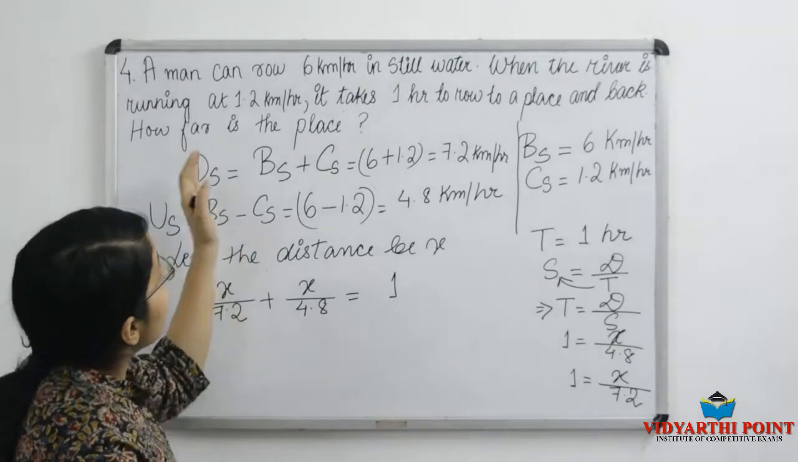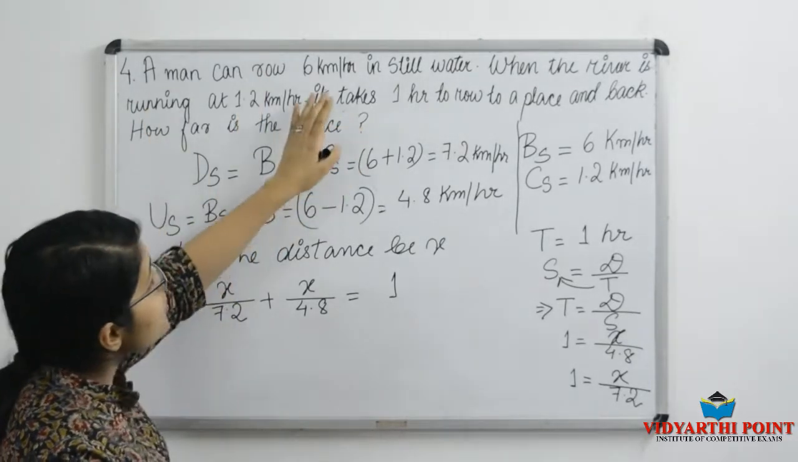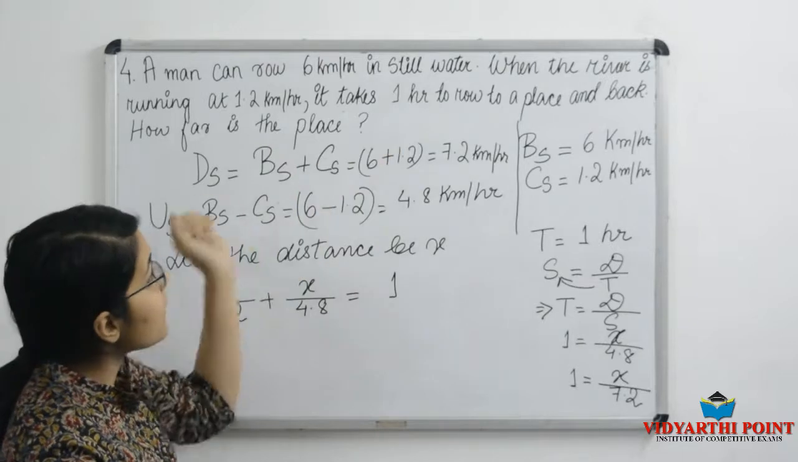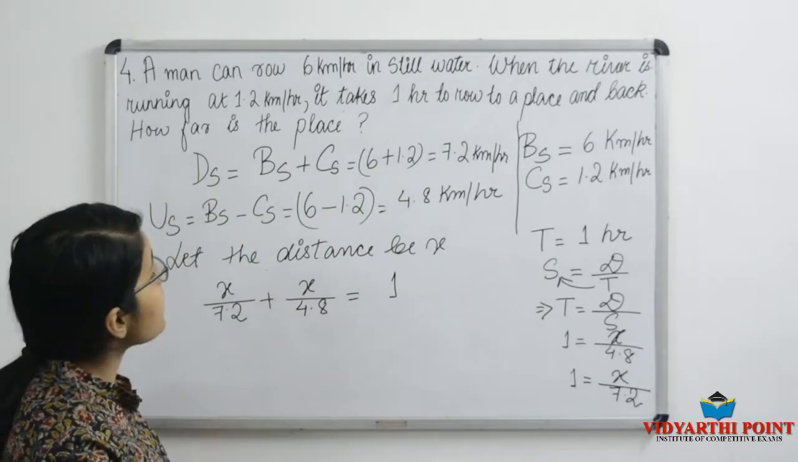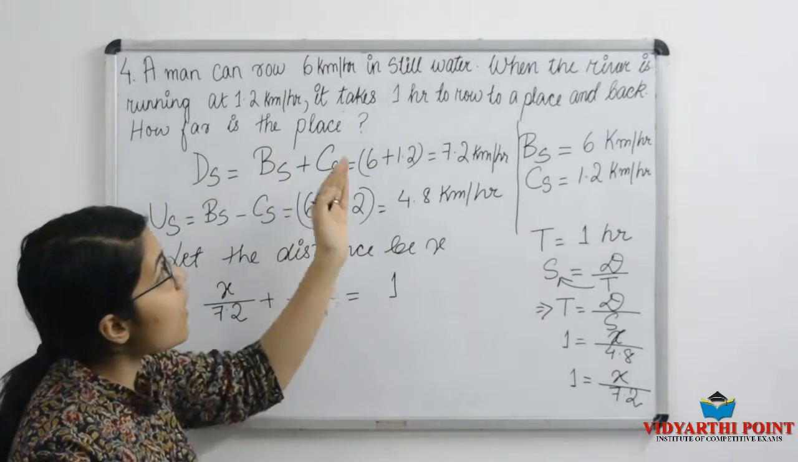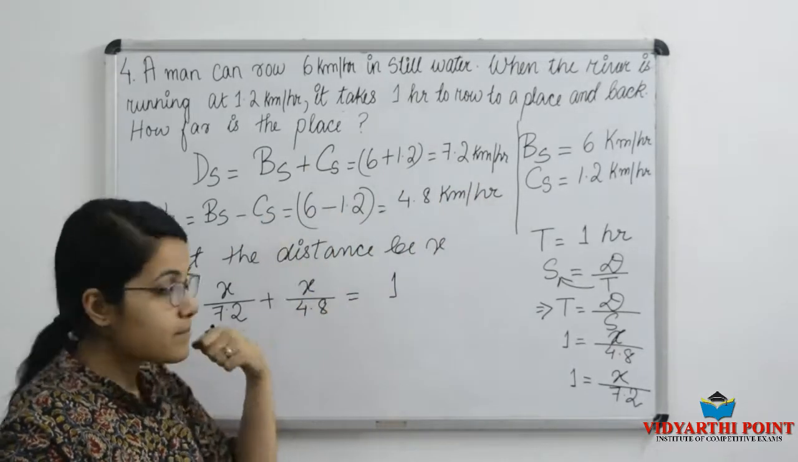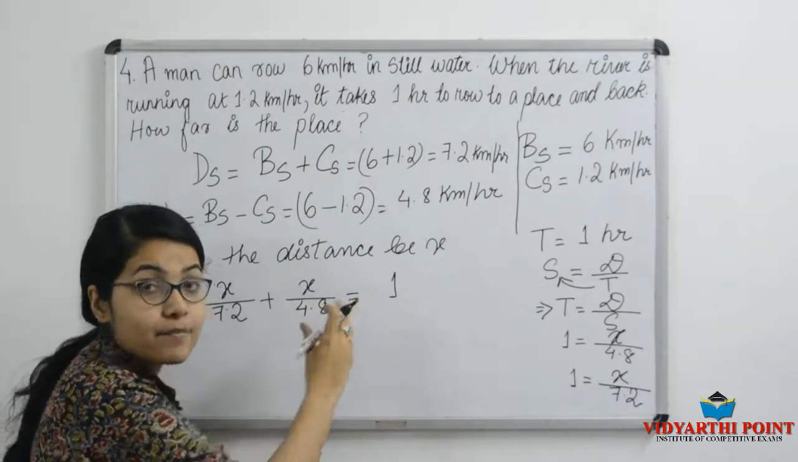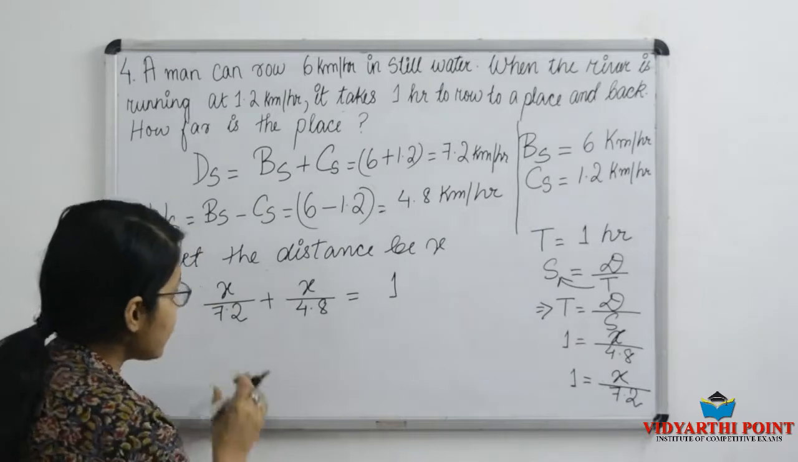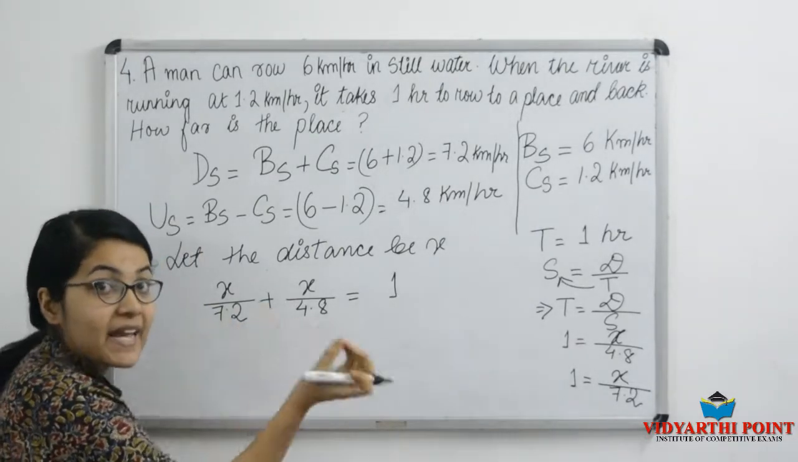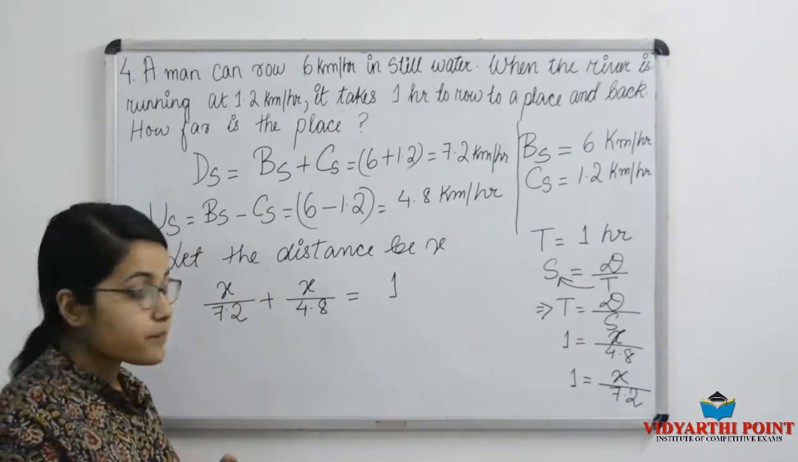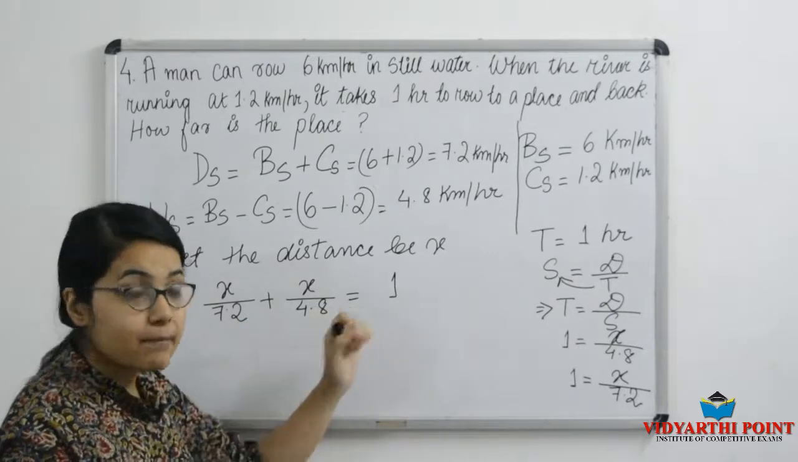I am going to repeat this again. Here, a man can row 6 km per hour in still water, whereas the river is running at a speed of 1.2 km per hour. It takes 1 hour to row to a place and back. 1 hour, the time, row to a place and back. That means downstream, then again back, that is upstream. Now, we have to simplify this.